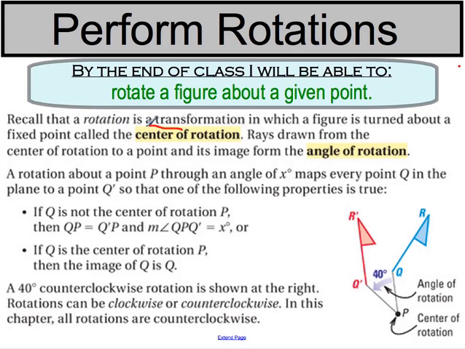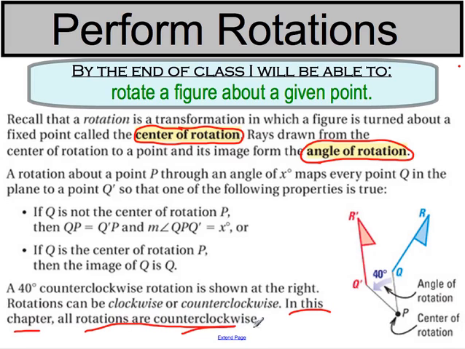It's called the center of rotation. Remember that whenever we talk about a rotation, we need to make reference to what the center is. There's going to be a specific angle of rotation, whether that's 40 degrees, 60 degrees, 90 degrees. In this chapter, all rotations are counterclockwise unless otherwise specifically said. But generally speaking, when they say 40 degrees, that means 40 degrees counterclockwise.